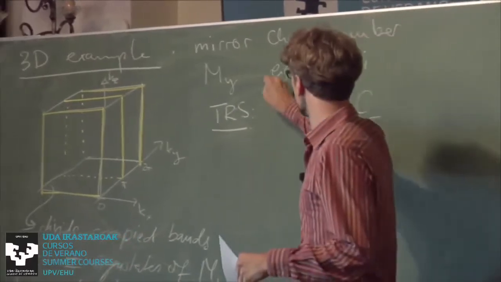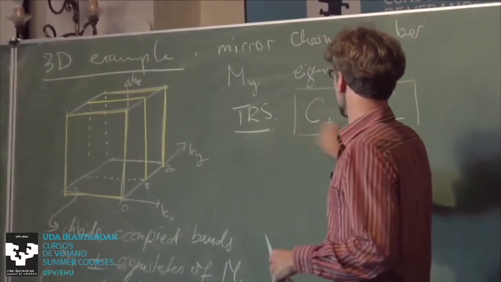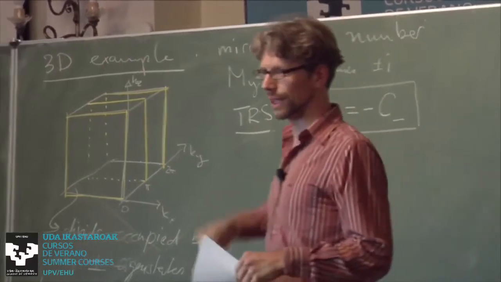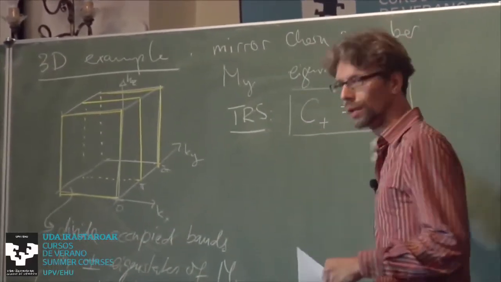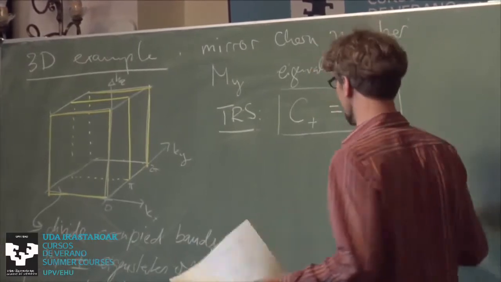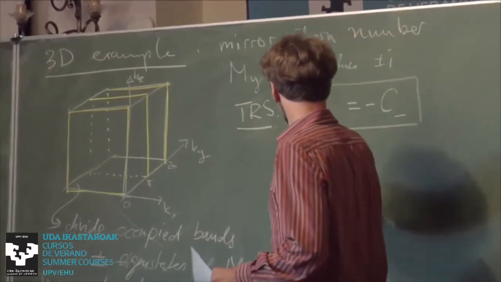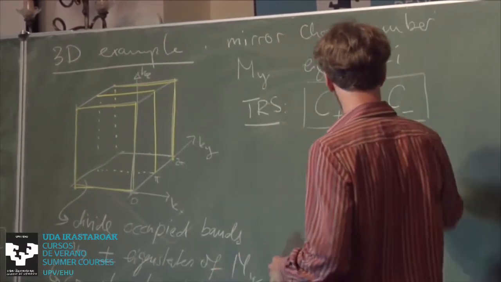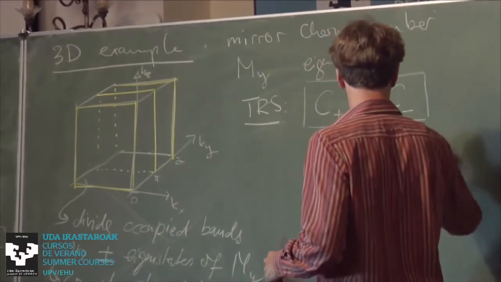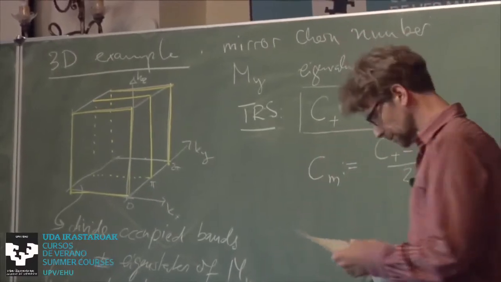So that's the constraint of time reversal symmetry. If that was not the case, then I would have a Hall conductivity, because the sum of the two is the Hall conductivity, the total Chern number. But now I can also look at the difference of the two. That's the mirror Chern number, and it's defined as C plus minus C minus over 2, say.